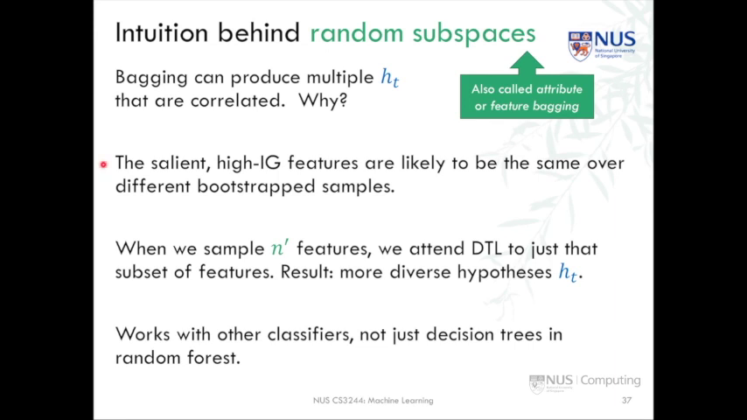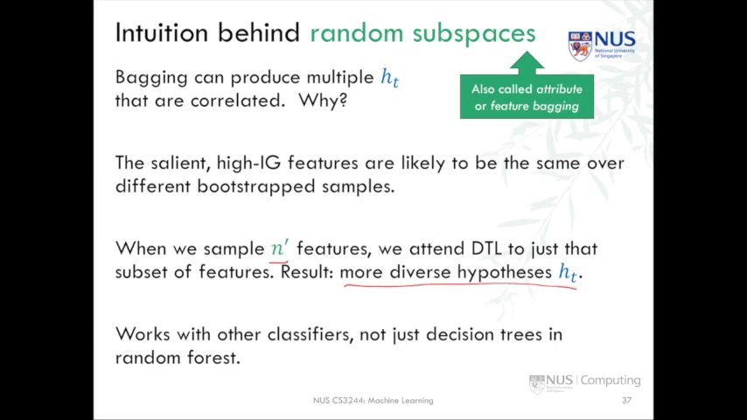The problem with using a large fraction of the features is that the same salient, high information gain features are likely to be the same over different samples. So if we want to guarantee that our decision tree learning algorithm actually generates fairly different and diverse trees, we have to use a much smaller subset of features. The result with using a smaller subset n prime, such as the square root of n, is we get a more diverse set of hypotheses. The idea of such random subspaces is applicable to other classifiers and not just decision trees, with the variant of random forests.